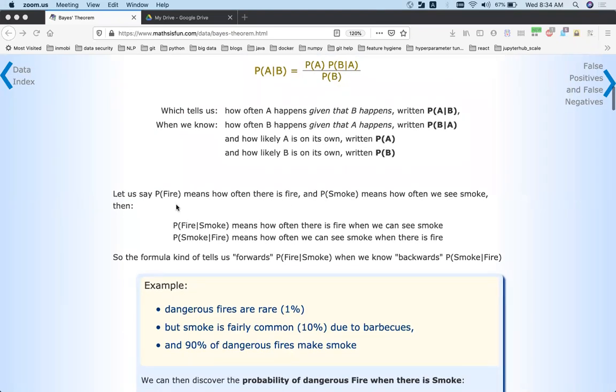So let's say P of fire means how often there is fire. Okay, so this part is clear. P of smoke means how often we see smoke. I hope these two things are clear. Now let's define our conditional probabilities.